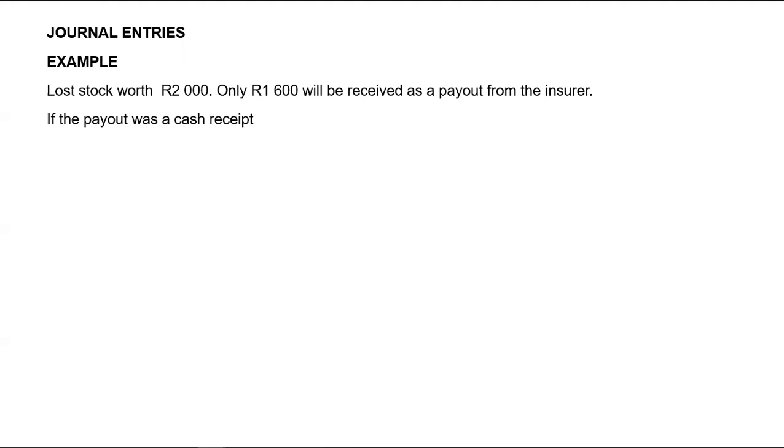However, when I read this, it says only 1,600 will be received as a payout from the insurer. So we lost stock worth 2,000 that we will never get back, but they're only going to give us 1,600 for the stock that we have lost. Meaning that the 2,000 that we have lost, we're going to be reimbursed for it, but not the full amount. The amount that we are going to receive, if we receive it in the current financial year, will be debited and will normally be recorded in the CRJ.